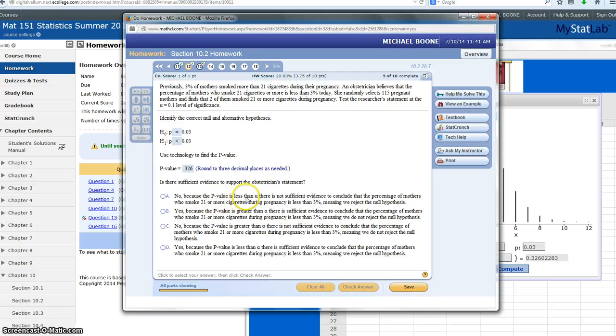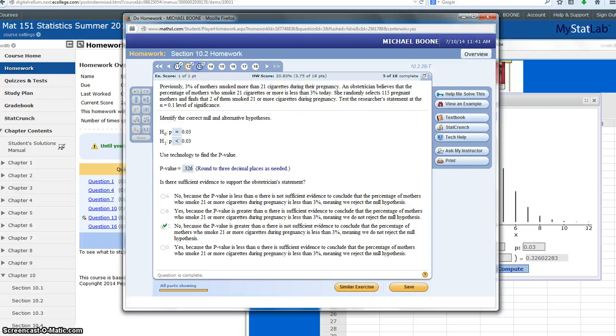The p-value is less than alpha. Now the p-value is greater than alpha. There is not sufficient evidence to conclude. So we'd be looking at choice C. So again, when n times p times 1 minus p is not greater than or equal to 10, we have to use our binomial calculator.